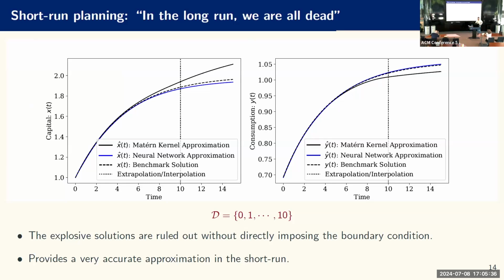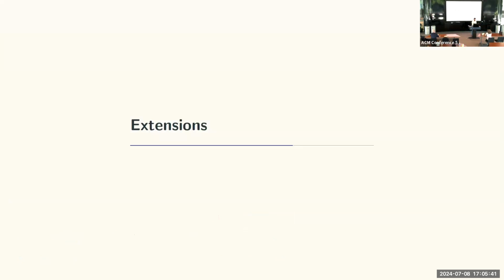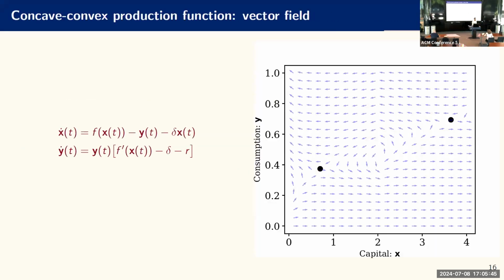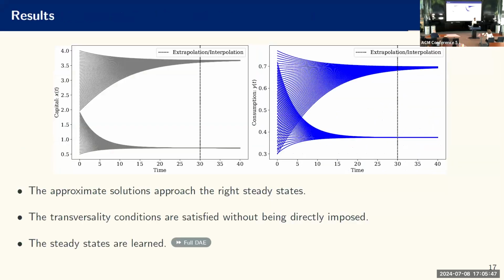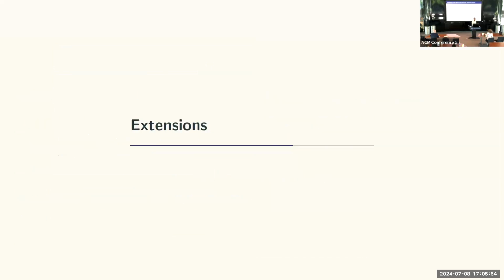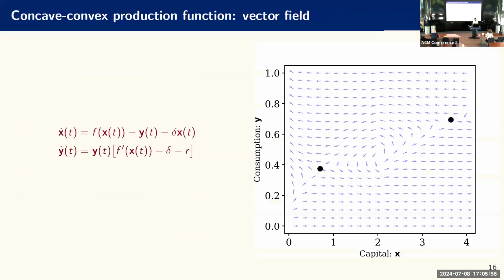Five minutes? All right. So we have a lot of extensions in the paper. We have convex-concave production function. It does it. And then five minutes, you said? Oh, okay. So I have time. There you go. All right. Okay, I can finish early.